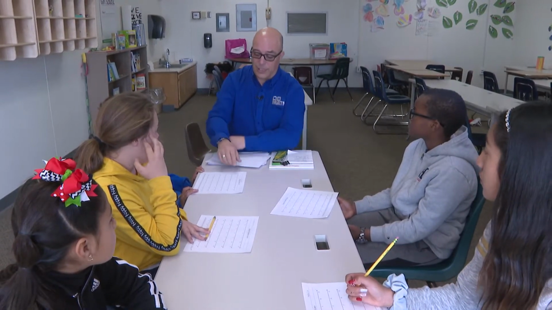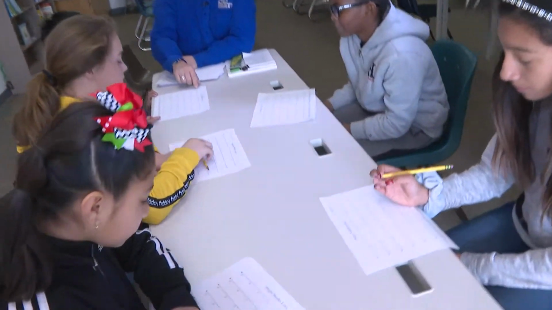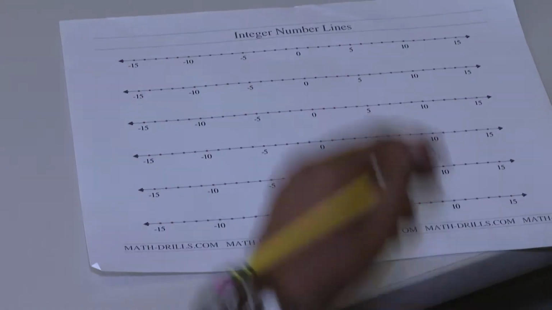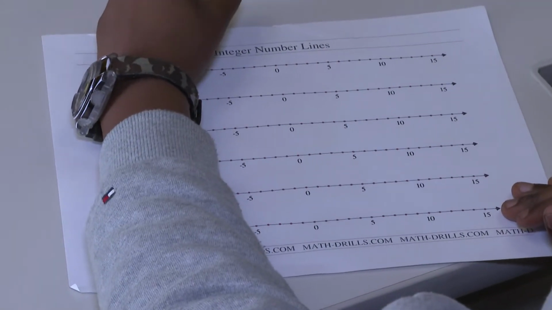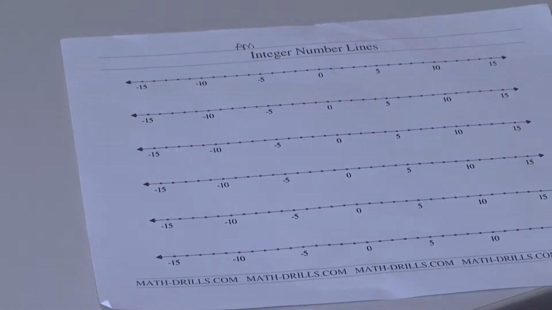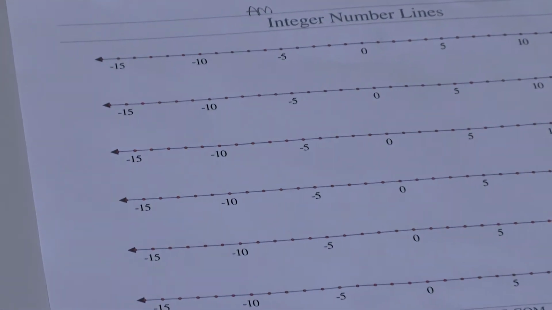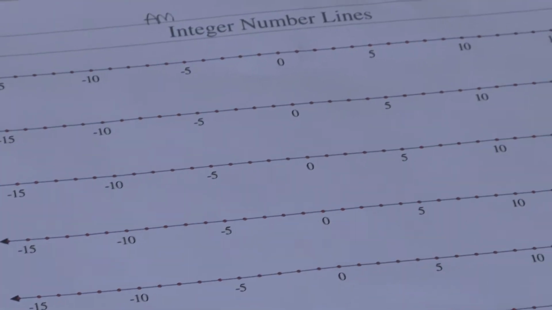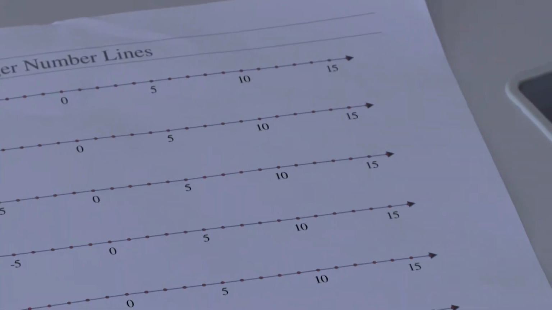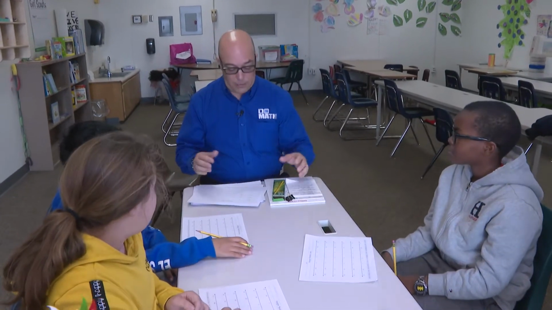All right, so take a look at the number line that you guys have first, right? So it says integer number lines. So where does the number line start? It starts at -15. And how high does it go up to? +15. Positive 15, all right? So what's right in the middle? The zero. The 0, okay?